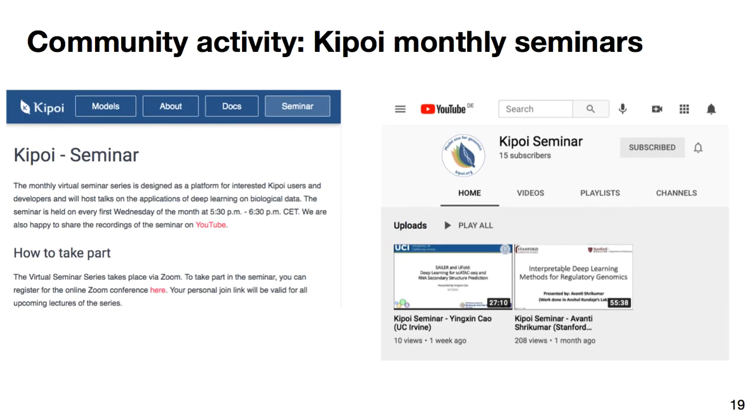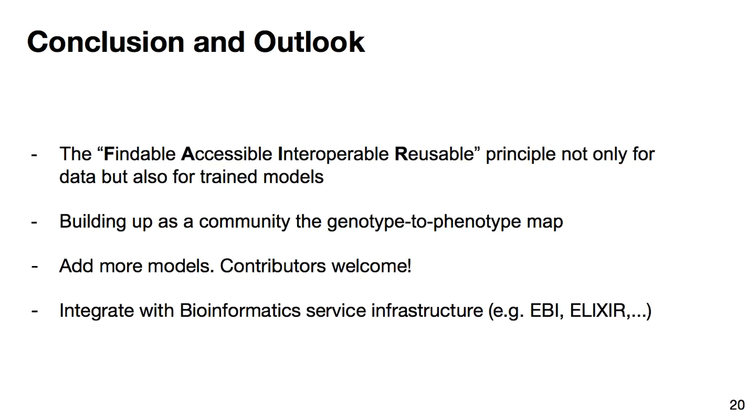We keep updating and populating Kipoi. We are also running a monthly web conference on deep learning for genomics. Visit kipoi.org for details. In conclusion, Kipoi is implementing the FAIR principles for trained predictive models in genomics, which we hope will help the community to collectively build better genotype to phenotype models.